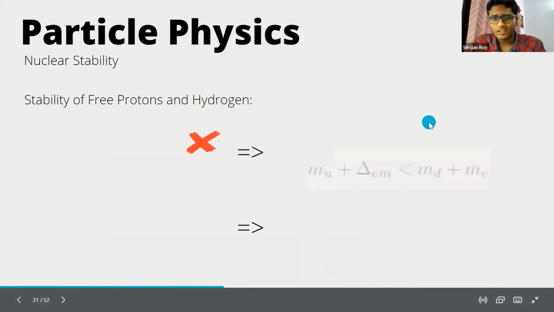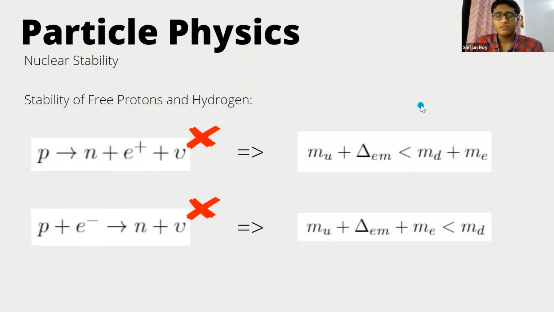Yeah, I'll take up some more examples. Like we want the stability of free protons and hydrogen. By free protons, I mean we don't want a proton to convert into a neutron plus a positron plus a neutrino. So basically this equation comes into the picture: mu plus delta em is less than md plus me.